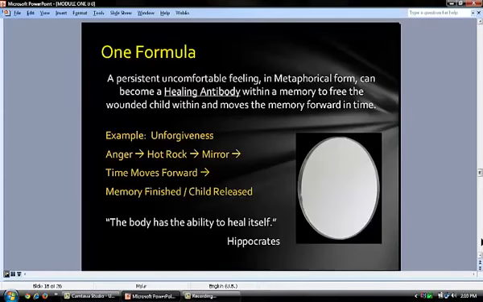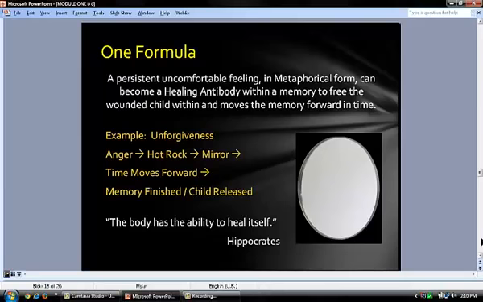So what's happened here? The anger that was resident in his body as a hot rock is now outside of his physiology. The memory that was truncated because it was still going on and he had never forgotten it, the memory was finally finished. It was over. The young boy who was a victim of this no longer had to endure it, so he was freed.